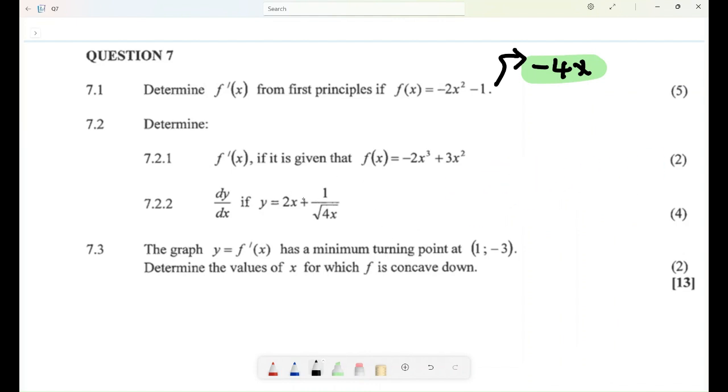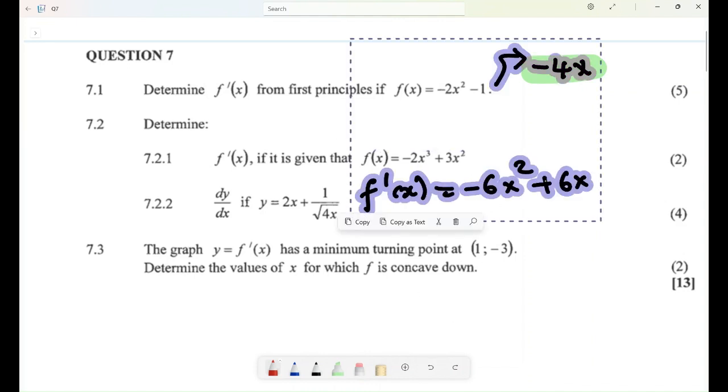Now we are in a position of answering. Determine f prime x, the derivative of f, if it is given that f of x is equal to -2x cubed plus 3x squared. This is very straightforward. F prime x of this one is going to be -6x squared plus 6x. Why? I'm going to say 3 multiplied by -2 is -6. Then I subtract 1 here, it is 2. Then I'm going to repeat the same. 2 multiplied by 3 here is 6. Then 2 minus 1 is 1. So this is your 2 marks.